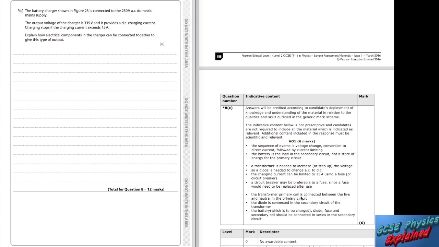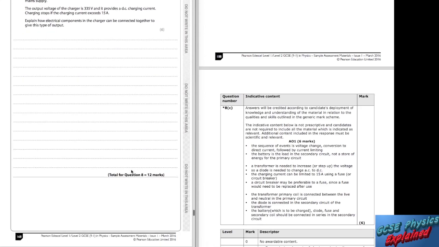The transformer primary coil would need to be connected between the live and the neutral in the primary circuit. The live wire brings the current into the transformer and the neutral would take it away. The diode would be connected in the secondary part of the circuit, and all of those components, so the battery, the diode, the fuse, the secondary coil, they should all be connected in series in the secondary part of the circuit. Quite a tricky one.